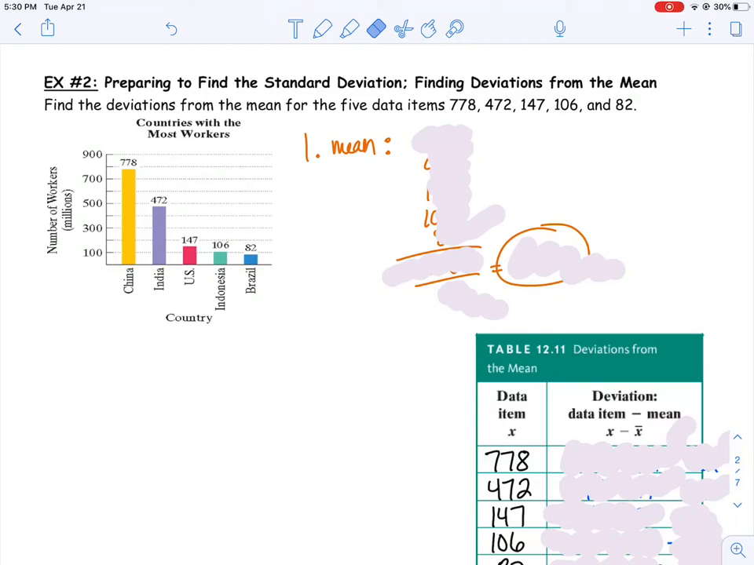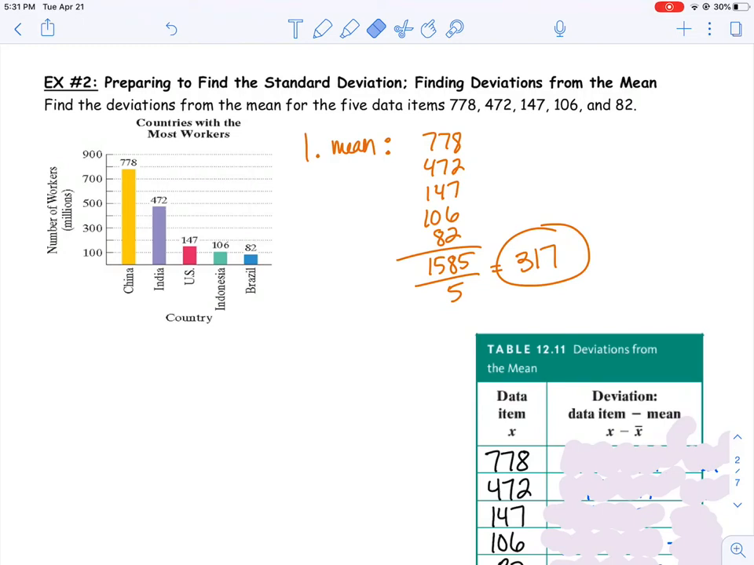What we're going to do first is find the deviation from the mean for the 5 different data values. So the first thing we have to do is actually find the mean. Remember in the last section, mean means you add up all the data items and divide by however many there are, so 5. I ended up getting a mean of 317. So that's our average number of workers for the 5 different countries.